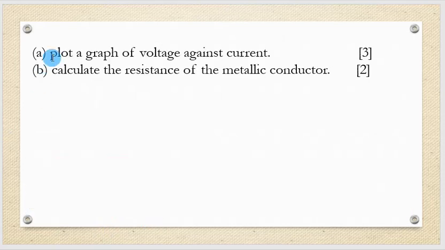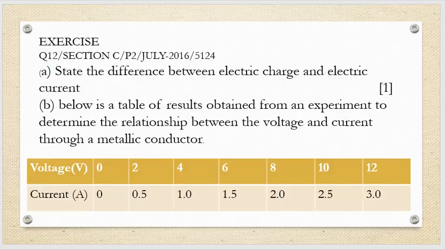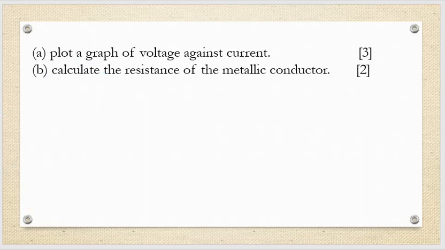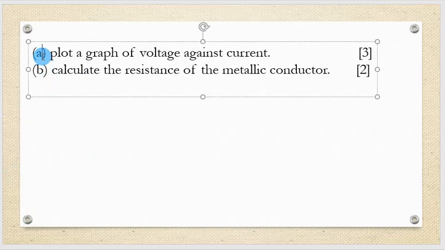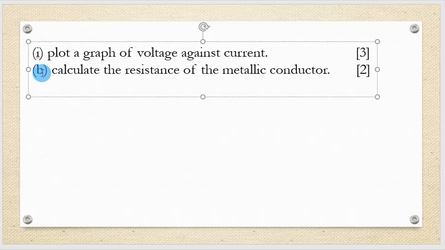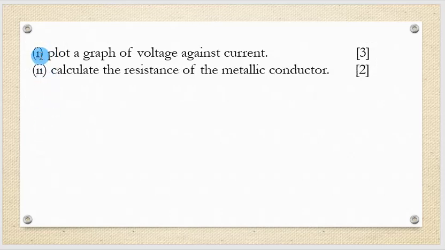So plot a graph of voltage. Let me see, I think there was a mistake here. This one was A, this is B, so this one cannot be A again. This one is supposed to be Roman numeral 1, and this one is supposed to be Roman numeral 2. Okay, so 1, plot a graph of voltage against current, and you get yourself 3 marks for doing that. Procedure is exactly what we have discussed in our lesson.